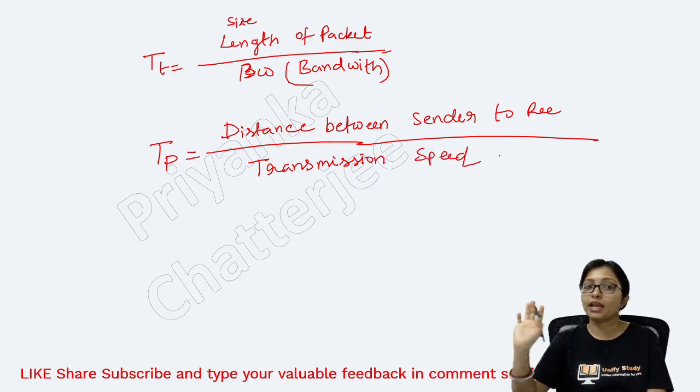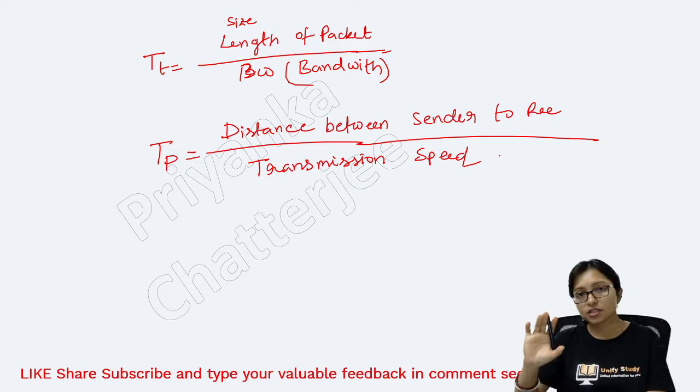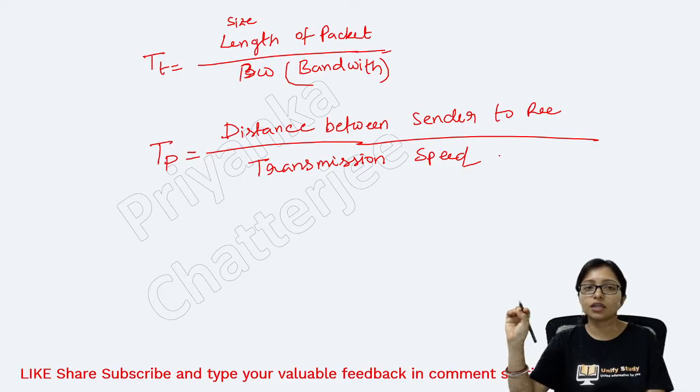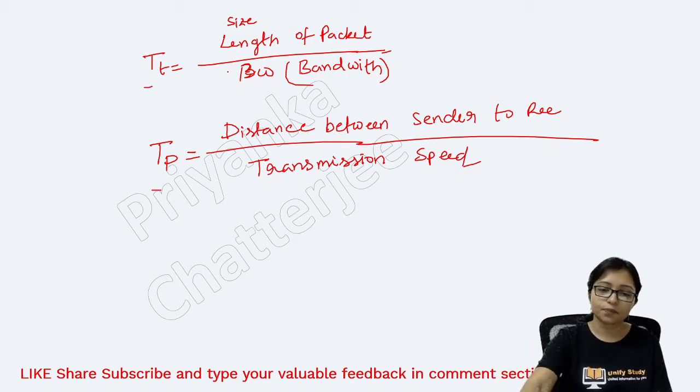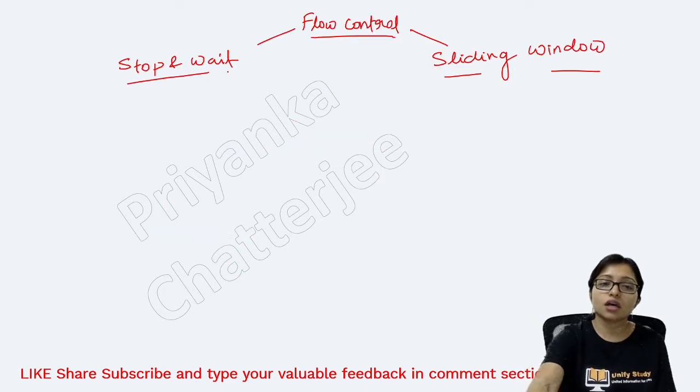These are the two main formulas. It is not only for the sliding window protocol, for networking numericals you always need this. What is transmission time? What is propagation time? That is the first thing. Now come to this protocol.